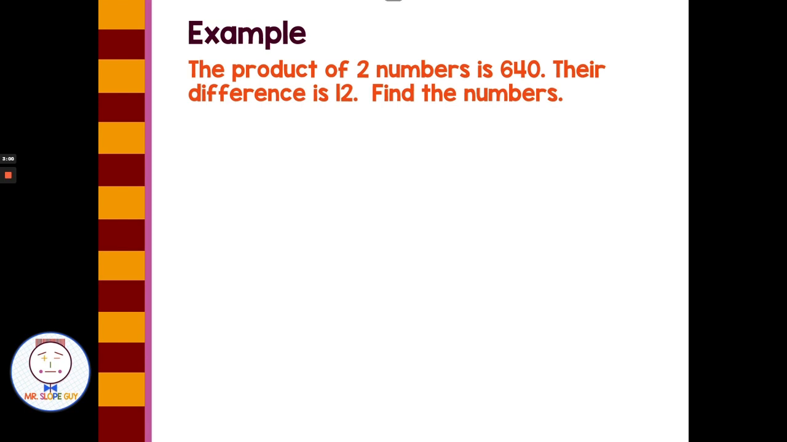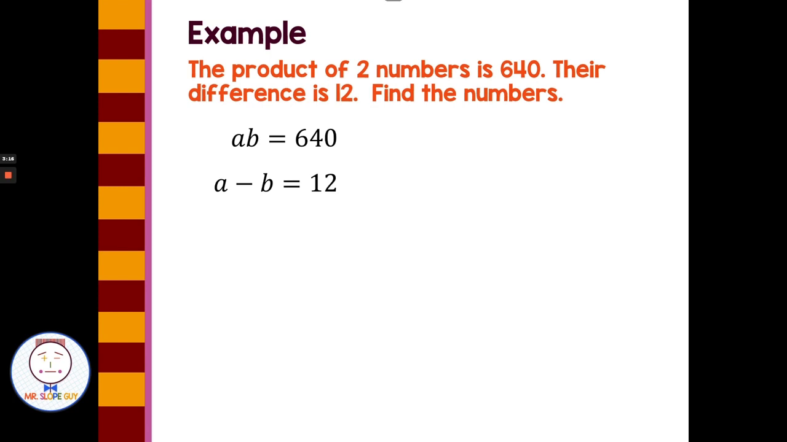So in this case, I think we're going to need to start with two variables. So we have the product of two numbers. So let's pick A and B. A times B is 640. And we know their difference is 12. So if I subtract, A minus B, I get 12. We have a system of equations.